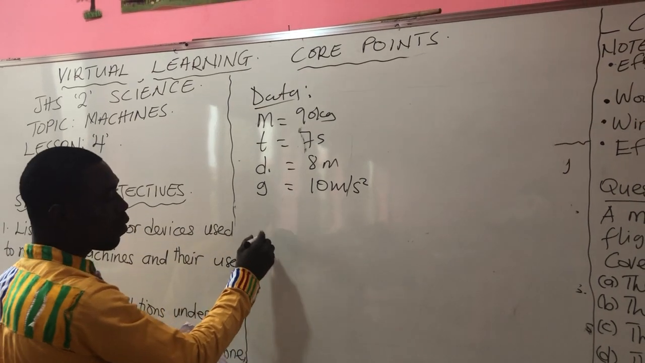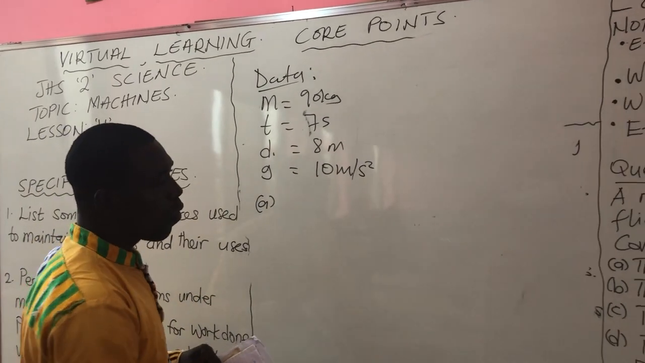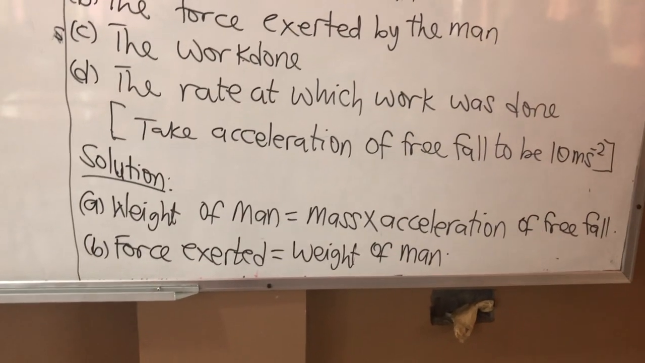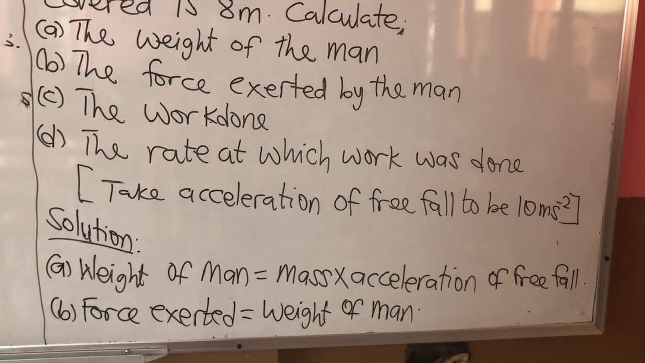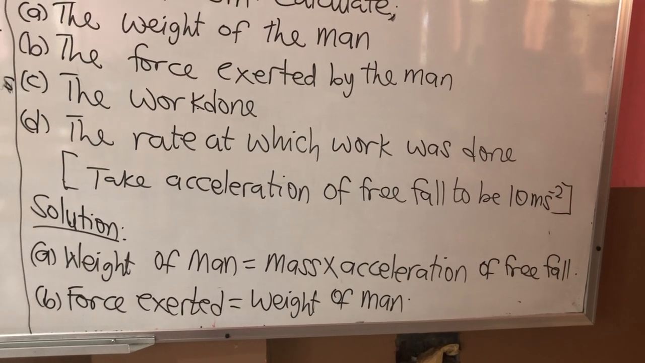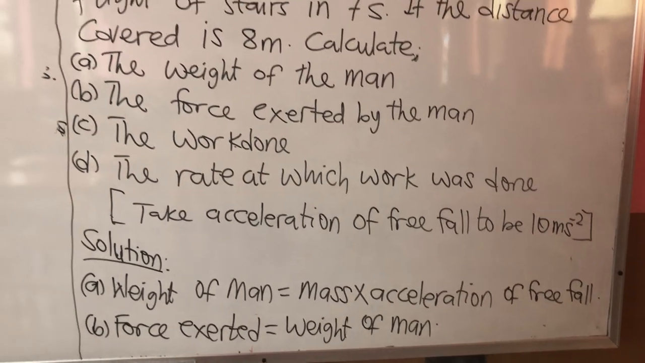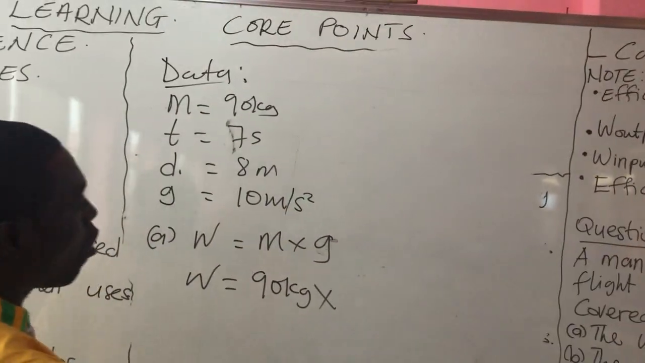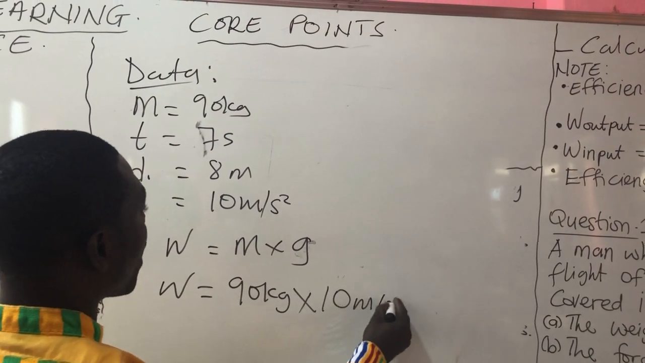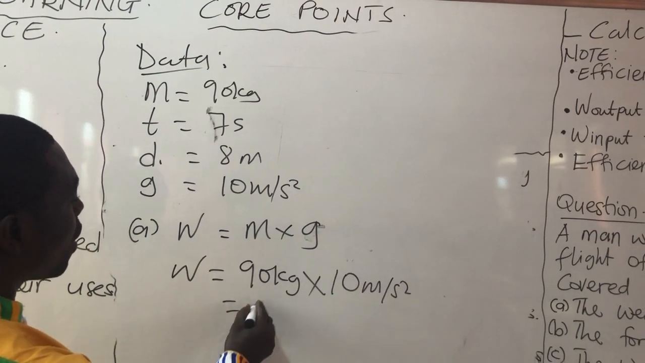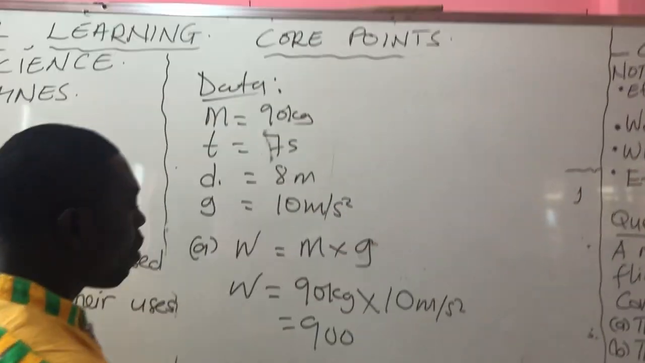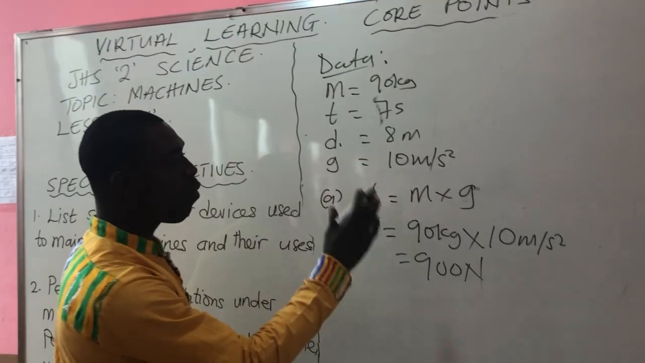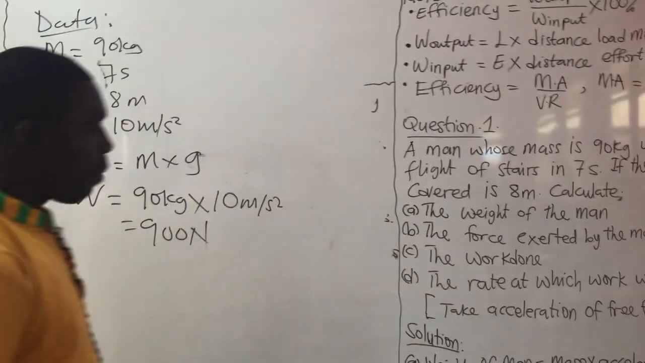Now to proceed with the calculation. A, what are we calculating for? We are calculating for the weight of the man. Weight W is equal to the mass times the acceleration due to gravity or free fall, so it can be small a or small g. Let's maintain the small g. W is equal to 90 kilograms times the acceleration of free fall, 10 meters per second squared, and this gives us 900. The unit for weight is Newton, big N. So this is the weight of the man.